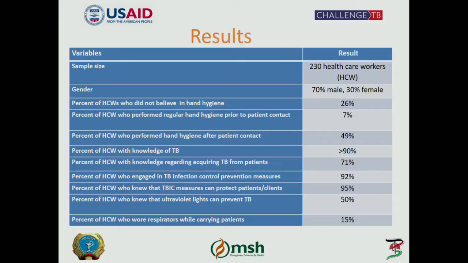50% of the health workers know that ultraviolet lights can prevent TB, and 15% of the health workers wear respirators when they look after the patients.